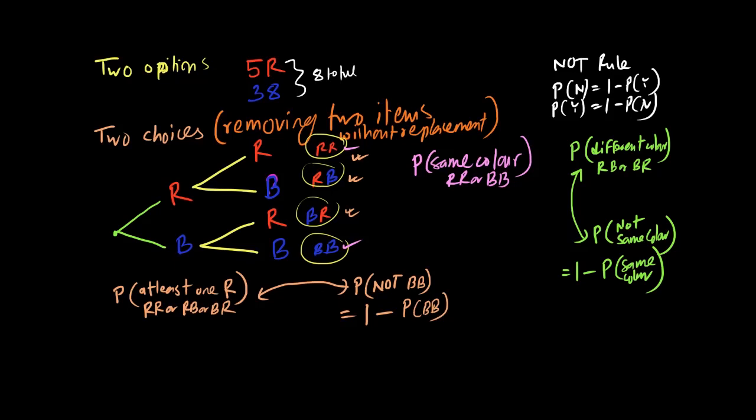That is much faster. So it is better to do this using the NOT rule when you have two options and are removing two items. Of course, it's not going to be the same if there were two options and removing three items. We'll see that in a moment. So now let's write down the probability.